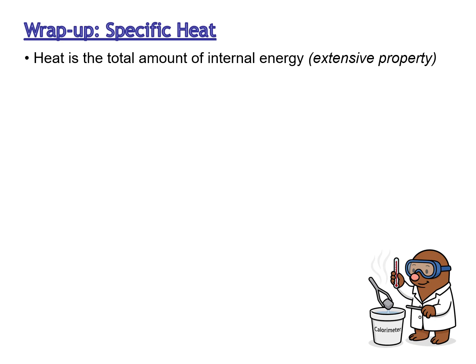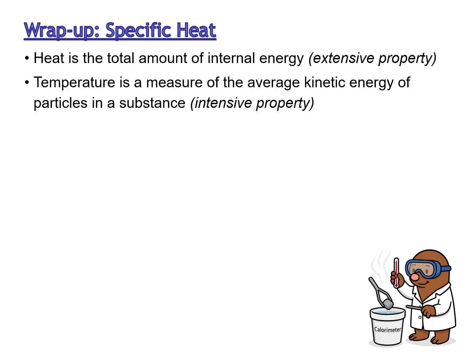All right, so that's about all I can think of to say about specific heat. So just to wrap it up, heat is a total amount of internal energy, which means that it is an extensive property. So the more matter you have, the more heat you're going to have. Temperature is a measure of the average kinetic energy of particles in a substance. It is an intensive property.